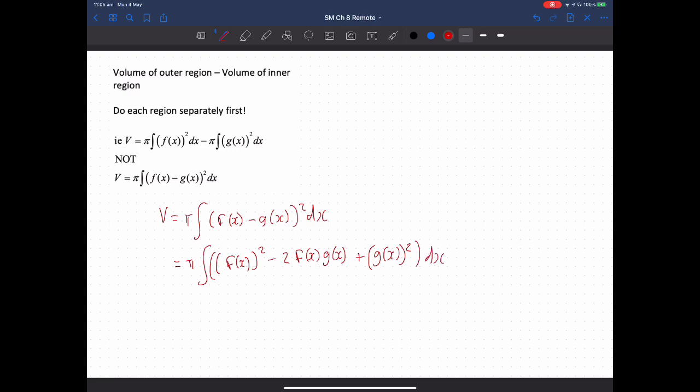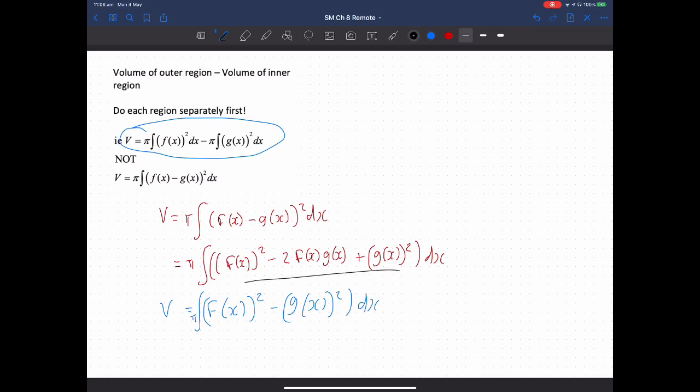If you compare that to what we have with the original formula, that original formula is V equals pi integral of f(x) squared minus g(x) all squared dx. You can see that the two are different.